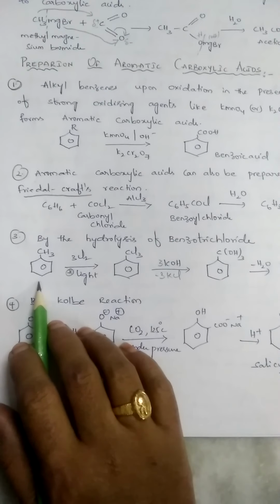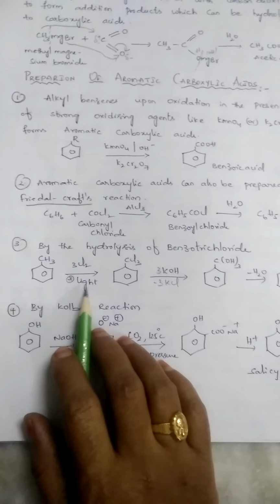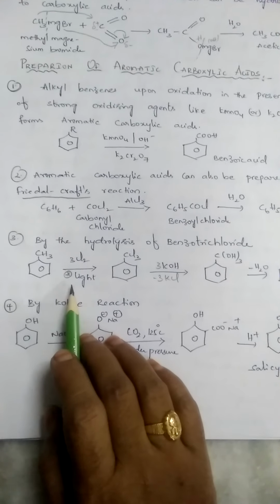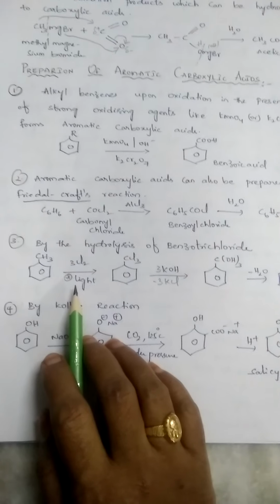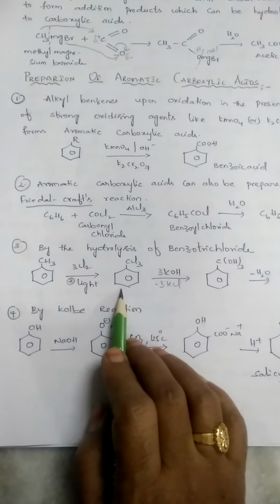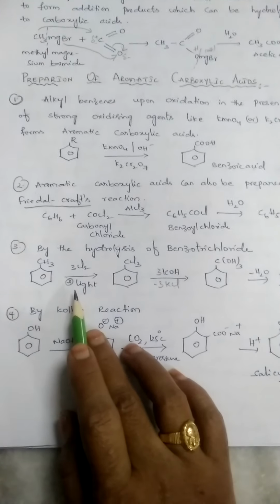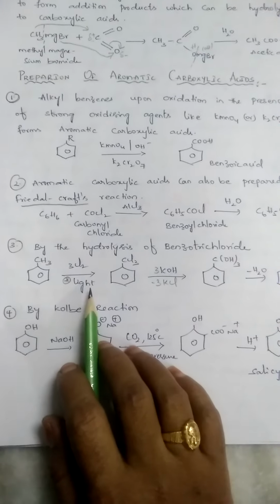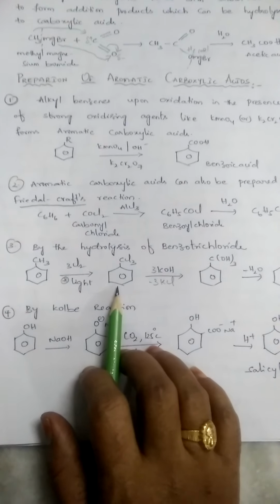Why? Because toluene without the presence of light, you will get one more product, that is orthochlorotoluene or parachlorotoluene. But in the presence of light, it undergoes a free radical substitution reaction, so that you will get trichlorotoluene. You need to remember the difference. In the absence of light, halogenation, what is the product we will get? In the presence of light, by the halogenation, which product we will get?